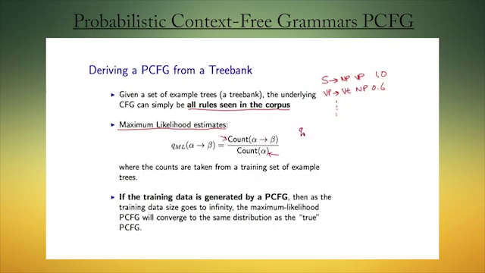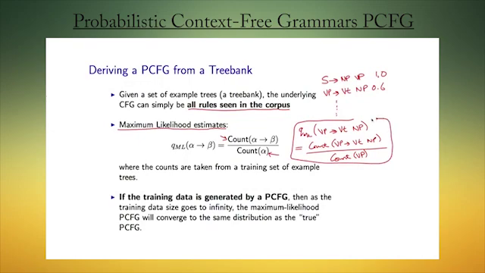So for example, Q_ML of VP goes to Vt NP would simply be count of VP goes to Vt NP divided by count of VP, where these counts are taken very directly from the example trees in the treebank. There are various guarantees for these kinds of estimates. This is one important one.